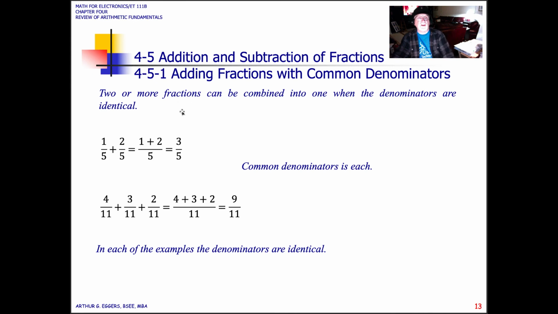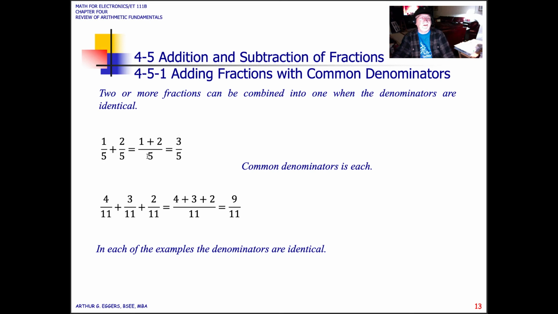Addition and subtraction of fractions. Two or more fractions can be combined into one when the denominators are identical. You've got to have that denominator with the same value, or you cannot add them together. So can I add 1/5 and 2/5 together? Yes, because the denominators are the same. So since they're the same, I have 1/5, and then I have 1 plus 2, which gives me 3. 3/5 is 1/5 and 2/5.